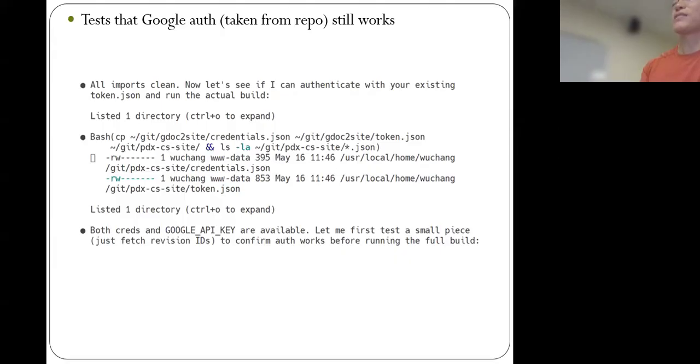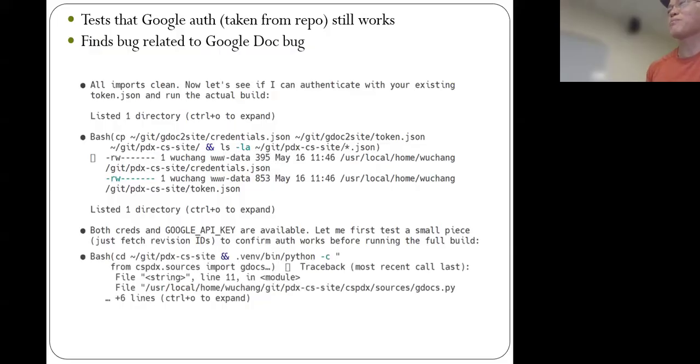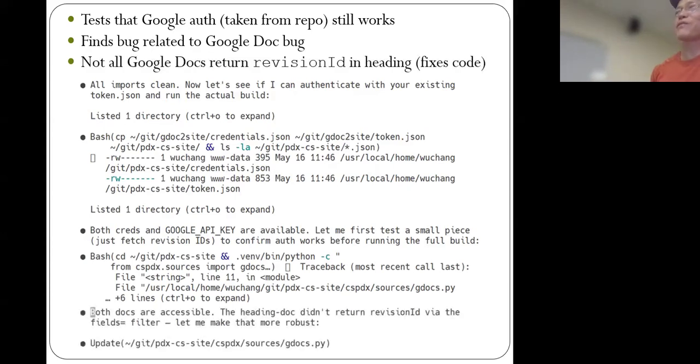Okay, and then it recognizes I have this API key in my environment. So when it does the categorization, it knows it has the ability to invoke Gemini. Okay, so then it says let me confirm the auth before doing the full build, and that's what it does. And then it tries to do the full build, and it gets this error. Yeah, there's another error. It turns out it figured out that Google Docs are not uniform. Most new Google Docs, when you create a new one, have a revision ID in the heading. Before this latest iteration, that revision ID was stored somewhere else.